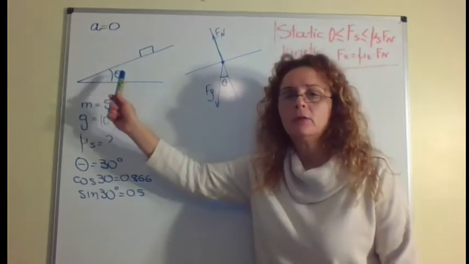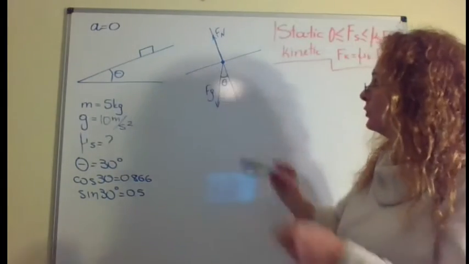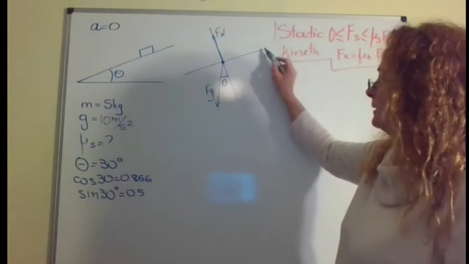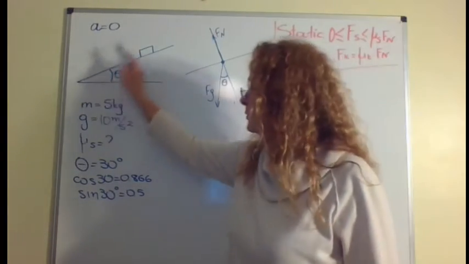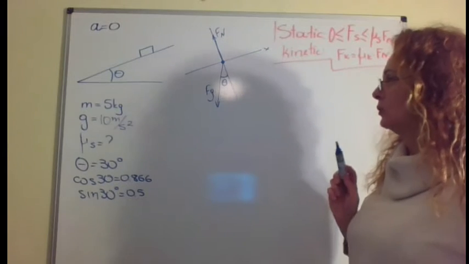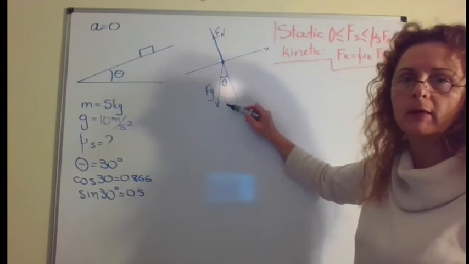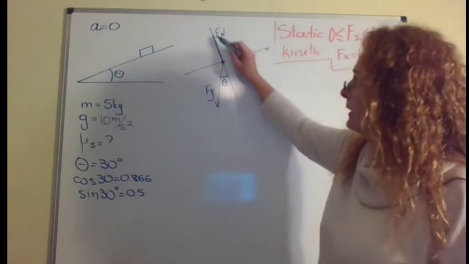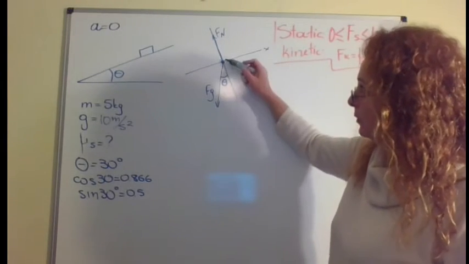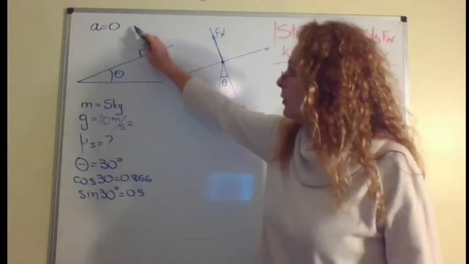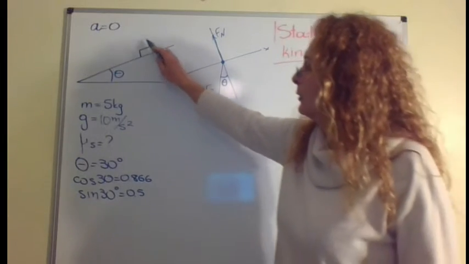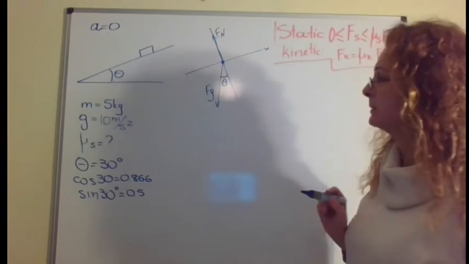So we start by doing the free body diagram, making sure that the x-axis is parallel to the surface and the y-axis perpendicular. So what forces do we have? We definitely have the force due to gravity. We definitely have the normal force. You see, the normal force is always on the y-axis because it's perpendicular to the surface.